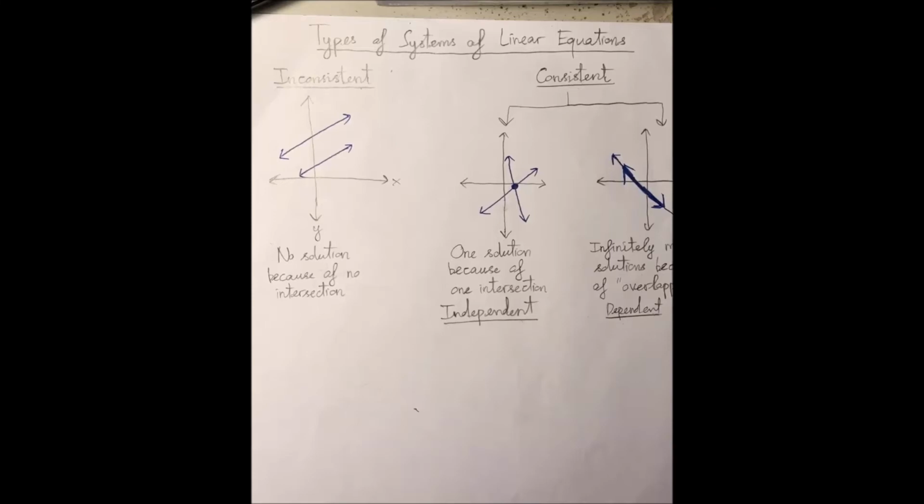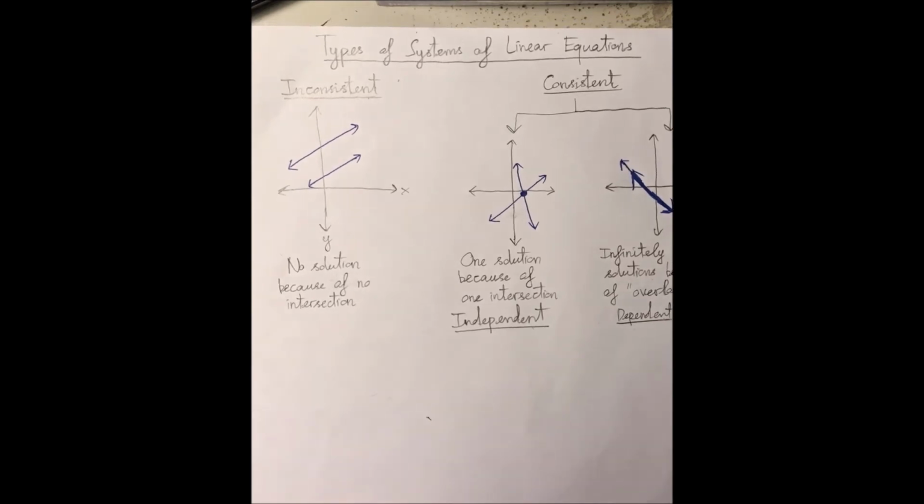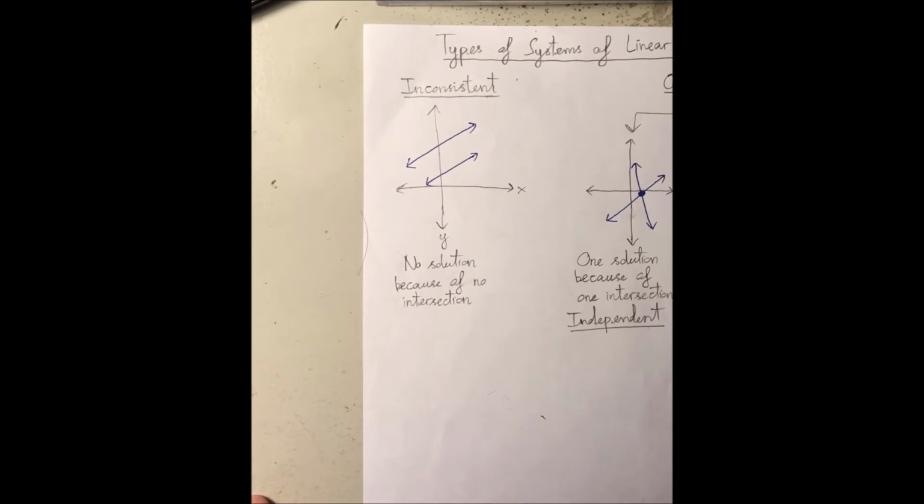Okay, I just want to go over the different types of system of linear equations. When it comes to identifying the type of system of linear equations, a lot of my students tend to be confused about the terminology of the system, so I want to go over that specifically. So let's start with the inconsistent.